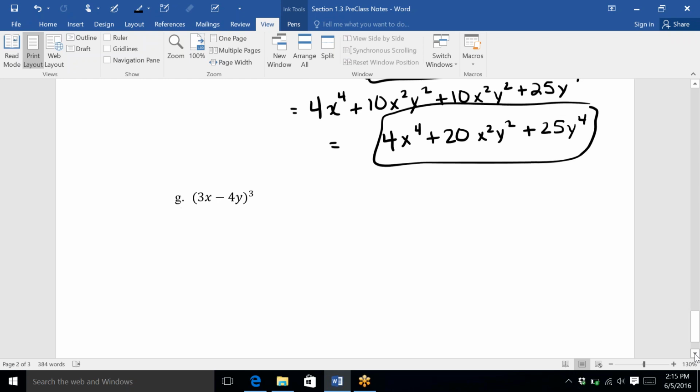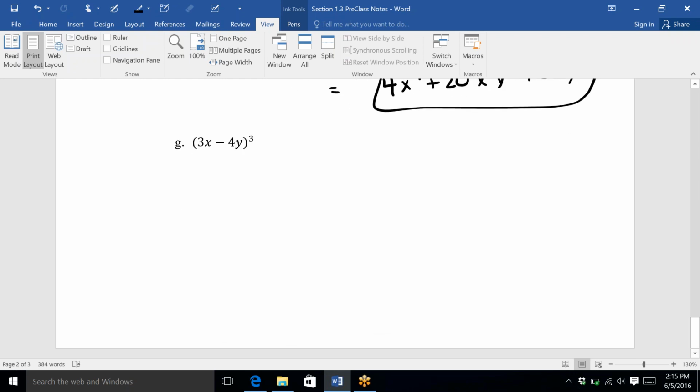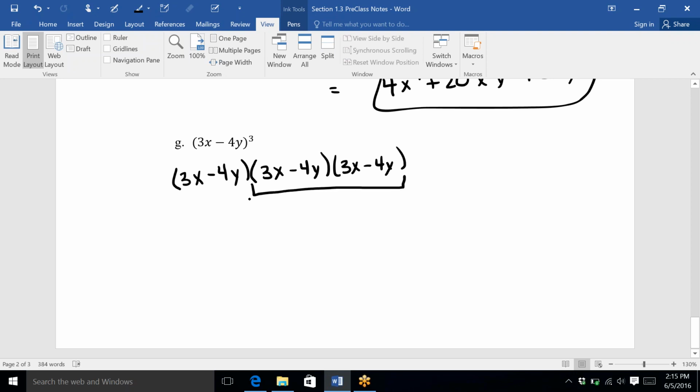Okay, and that takes us to our very last problem, which is a little bit lengthy. It is being cubed, so that means that if you were to write this out, you write 3x minus 4y three times. And when I'm doing this type of problem, I usually do this in stages, so I'm going to FOIL this first and just bring this down. So I'm only worrying about 2 of these at a time.